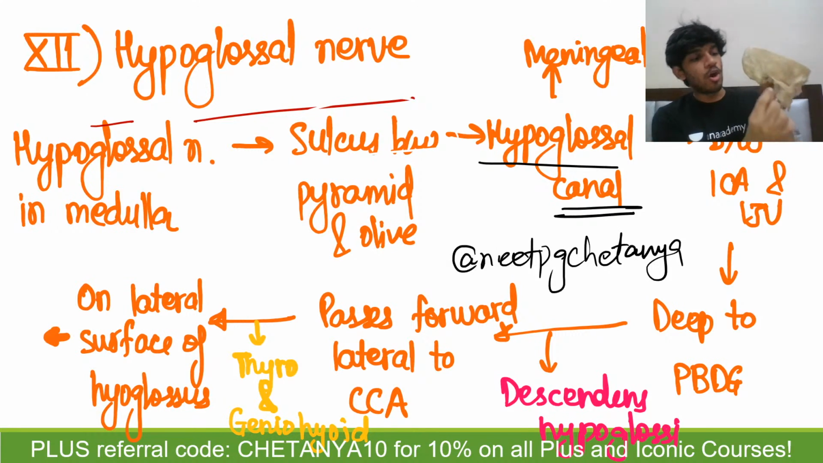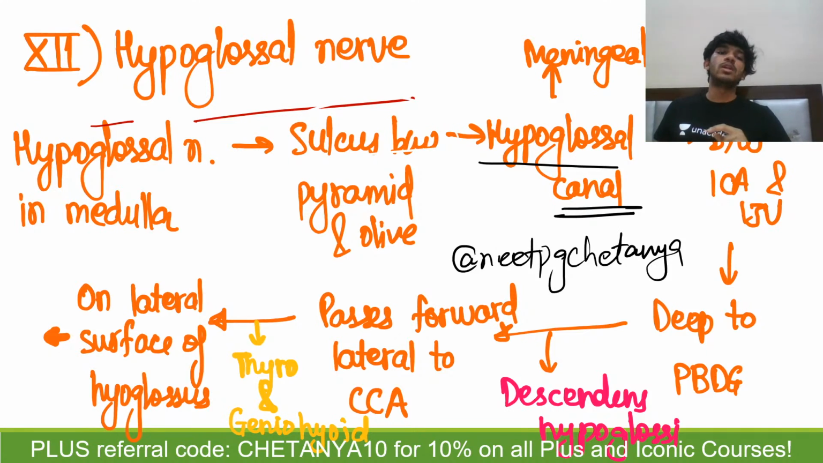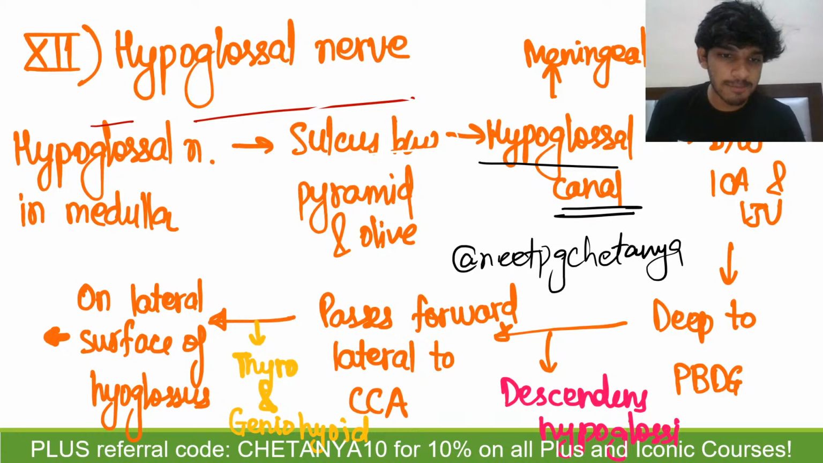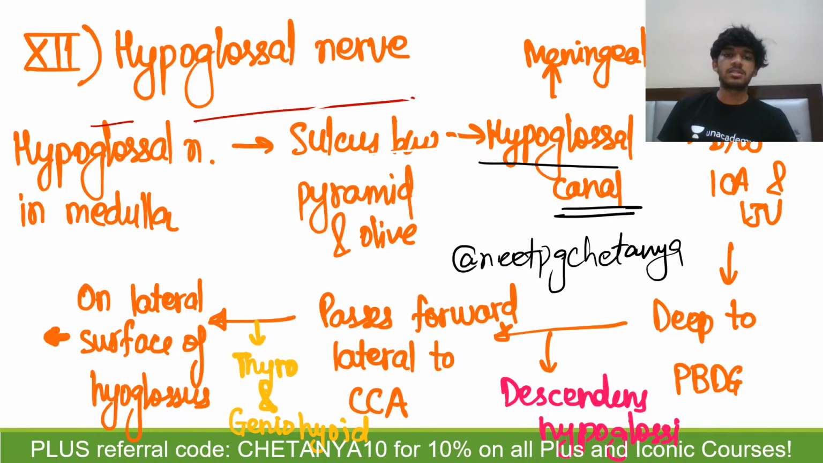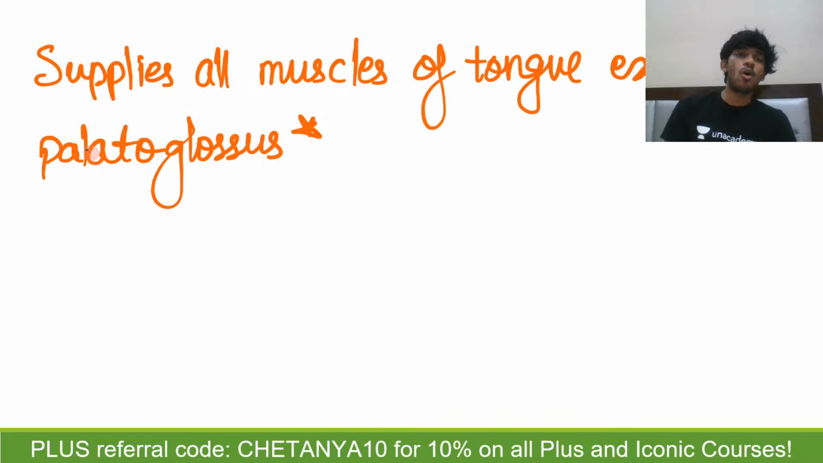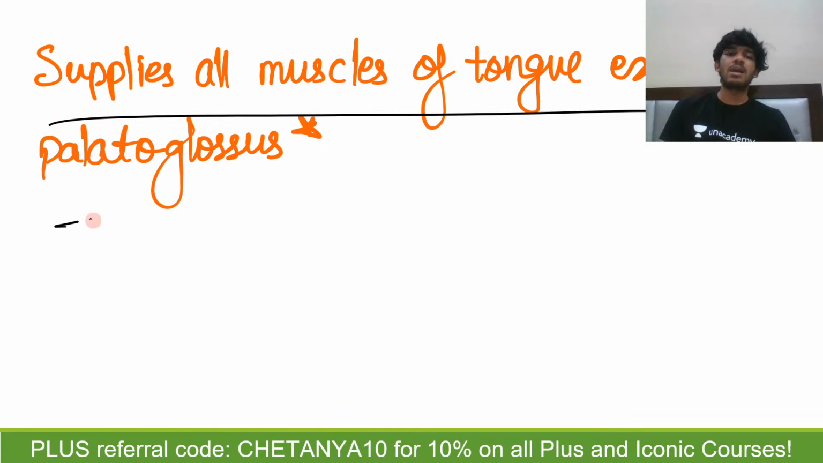So if this is the common carotid artery here at the level of C3, C4, it will move laterally to the common carotid artery and go outside, laterally, superficially to the surface of hypoglossus. And the C1 fibers that were piggybacking with it will supply the thyrohyoid and the geniohyoid, not the hypoglossal nerve, but the C1 fibers via the hypoglossal nerve. So it supplies all muscles of the tongue except the palatoglossus.